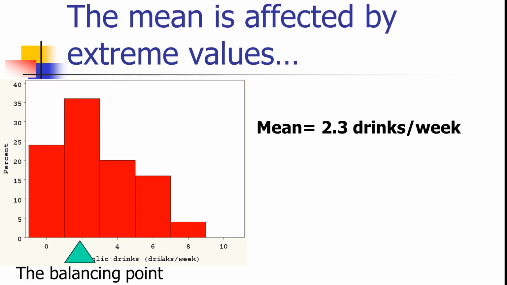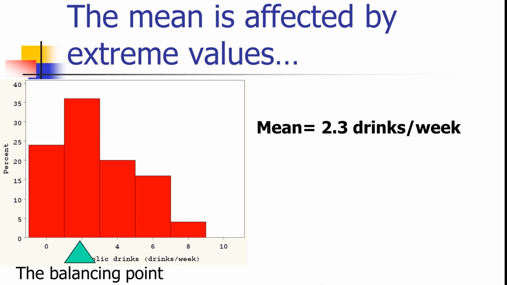So let me illustrate that now. Take, for example, the variable alcoholic drinks. So here's the histogram for alcoholic drinks. I asked students to report how many drinks they had per week, and I'm showing you the histogram here. For my student sample, the mean was 2.3 drinks per week. It's pretty low, and again, you can think of that as the balancing point.